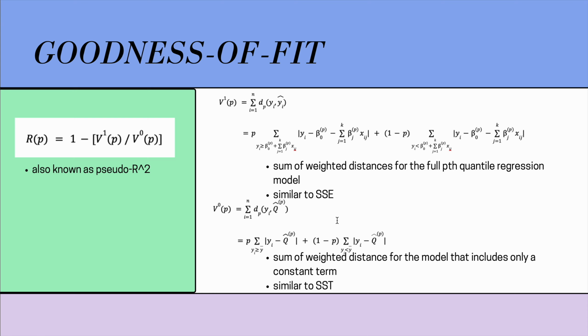Meanwhile, the equivalent of SST in quantile regression is the total absolute sum of weighted differences between the observed dependent variable y and the estimated quantile q hat of p. Therefore, the pseudo R-squared is considered as an index comparing the residual absolute sum of weighted differences using the selected model with the residual absolute sum of weighted differences using only a model with the intercept.